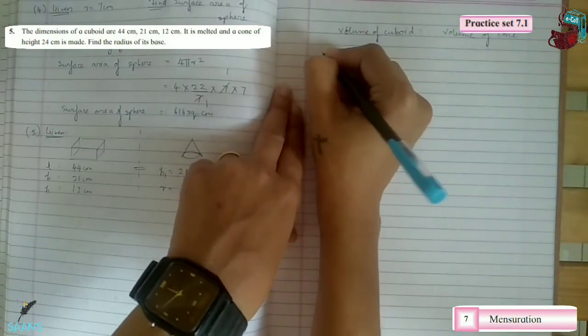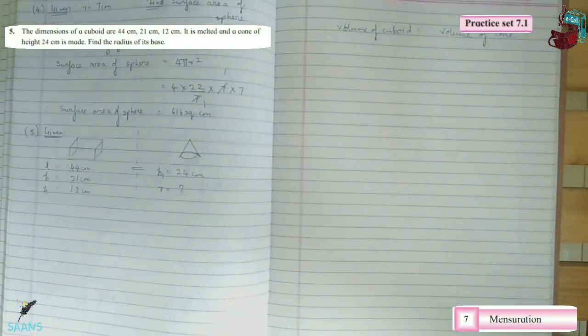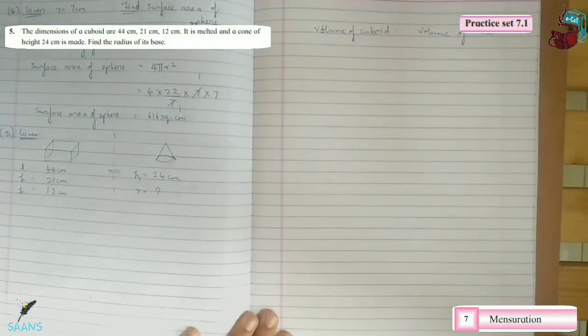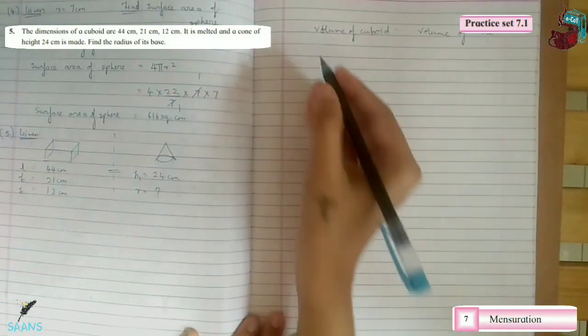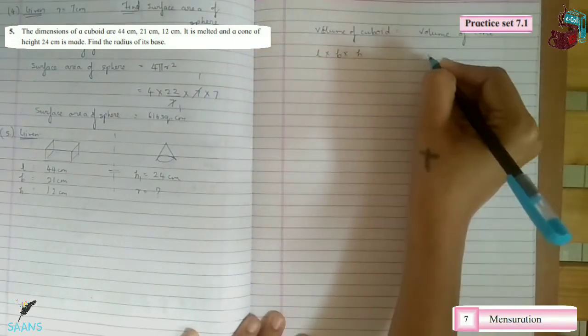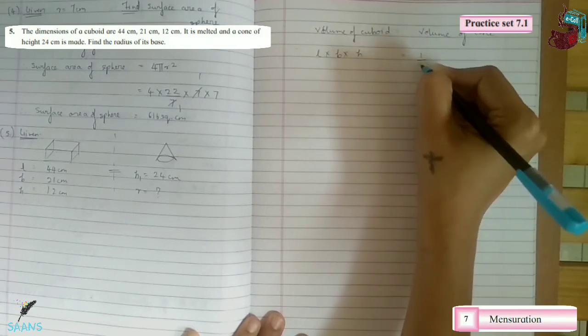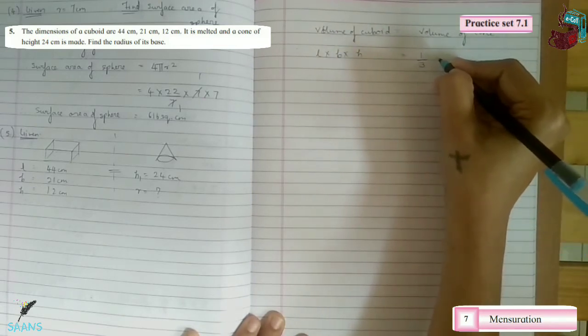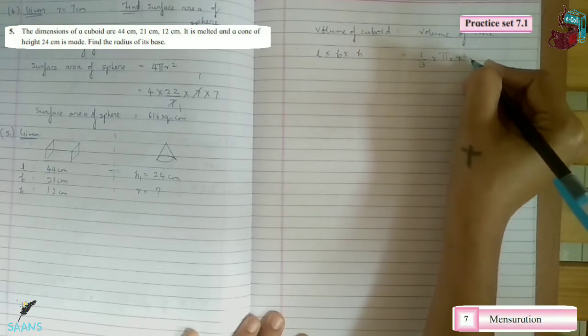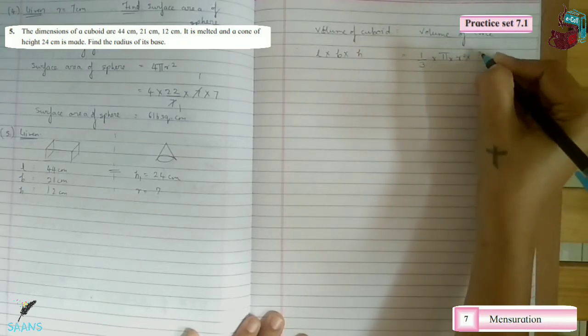Substitute the formula, substitute the values. See how I'm doing it. Okay, so it will come to know. Volume of the cuboid is given by length into breadth into height. Volume of the cone is 1/3 into pi r square into h.